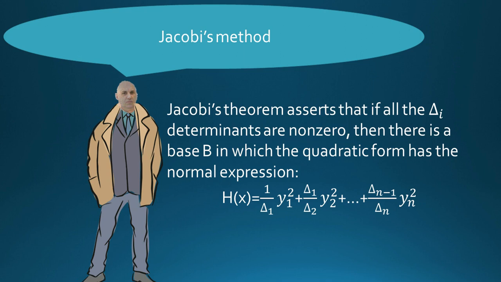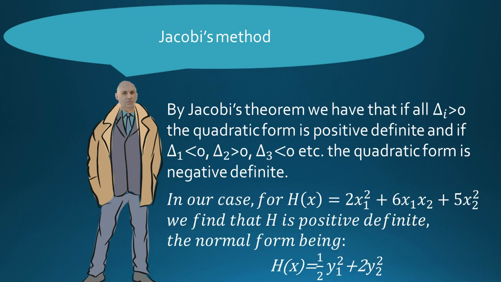Jacobi's theorem asserts that if all the delta_i determinants are non-zero, then there is a basis B in which the quadratic form has the normal expression h(x) = (1/delta 1) y1² + (delta 1/delta 2) y2² + ... + (delta n−1/delta n) yn². By Jacobi's theorem, if all delta_i are greater than 0, the quadratic form is positive definite, and if delta 1 is less than 0, delta 2 greater than 0, delta 3 less than 0, etc., the quadratic form is negative definite.